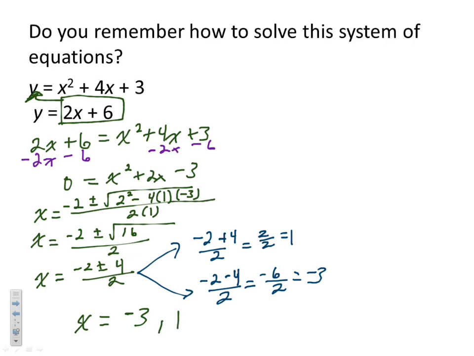Am I done here, guys? Absolutely not. I'm not done. I have to solve for y. Which equation do you think is easiest to plug into to solve for y?